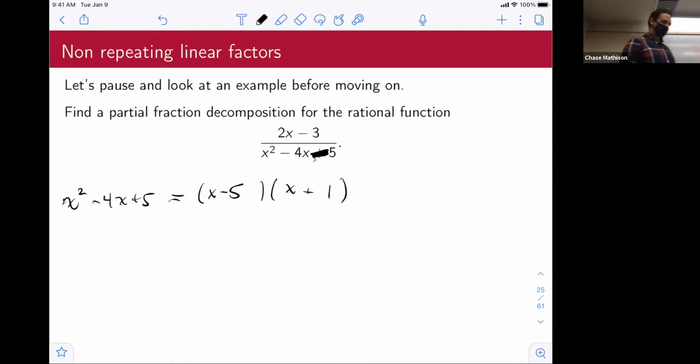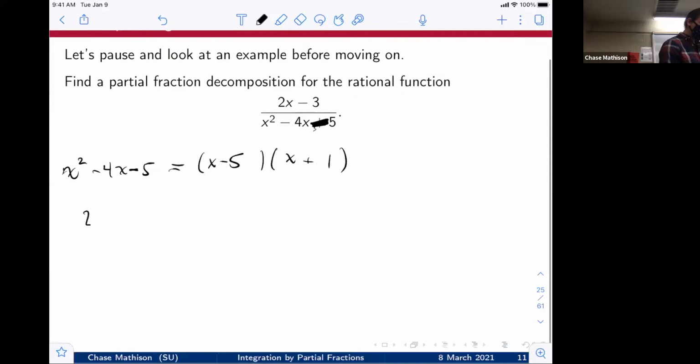All right, there we go. So x minus 5 times x plus 1 is how this factors. So I want to rewrite 2x minus 3 over x squared minus 4x minus 5.